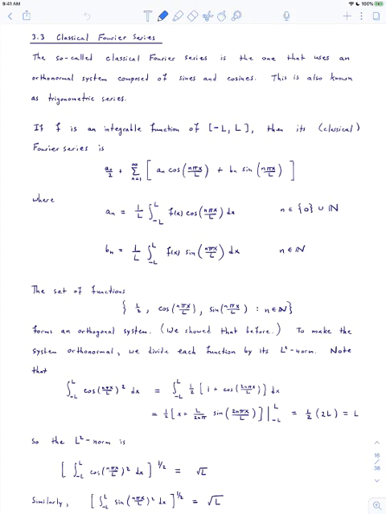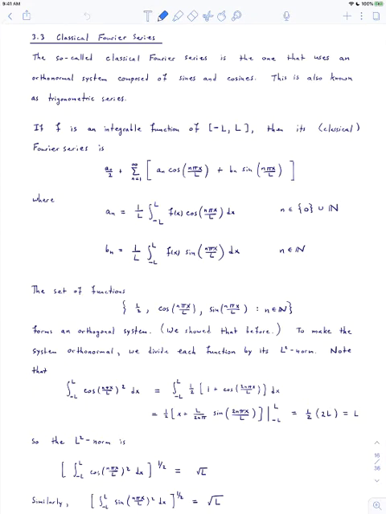In this video, we'll talk about the notes for section 3.3, which is called classical Fourier series. The so-called classical Fourier series is the one that was an orthonormal system composed of sines and cosines. It's also known as a trigonometric series.